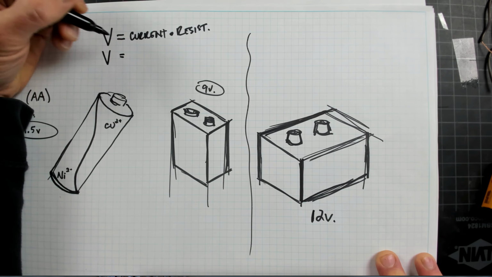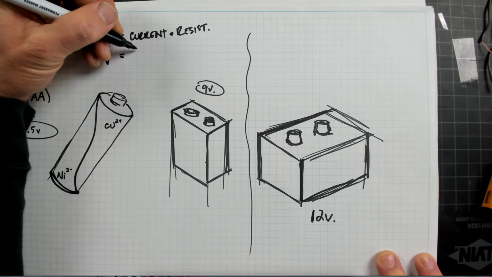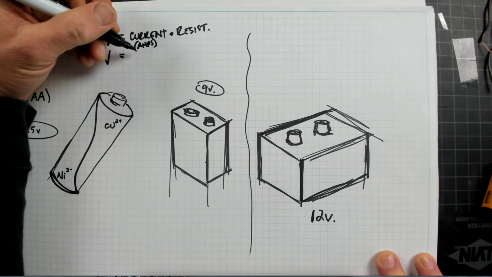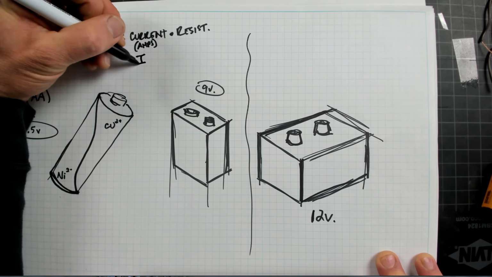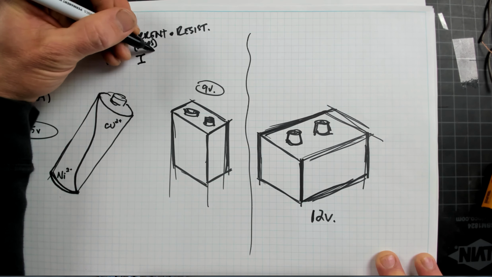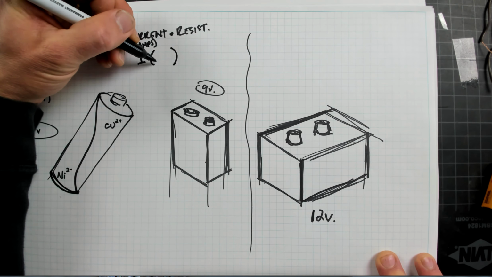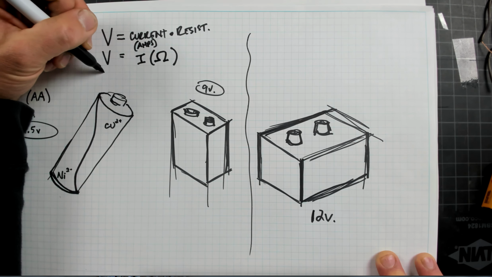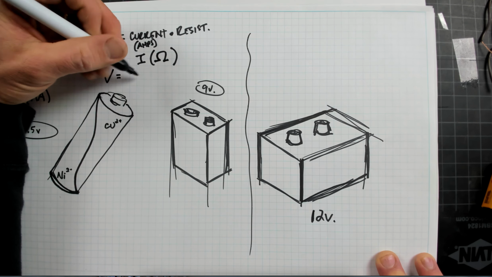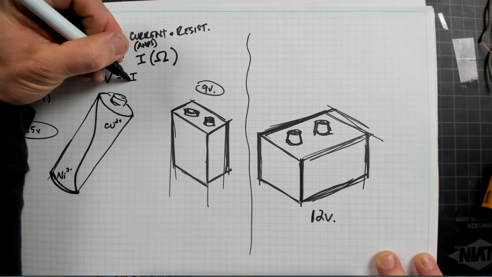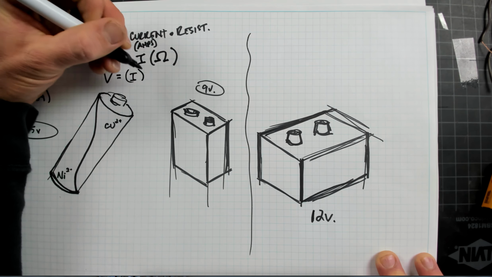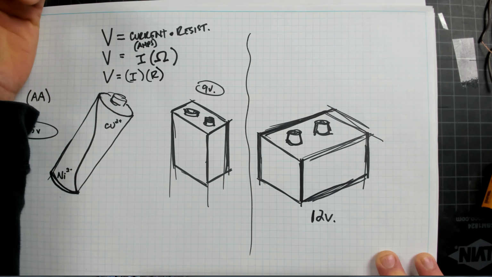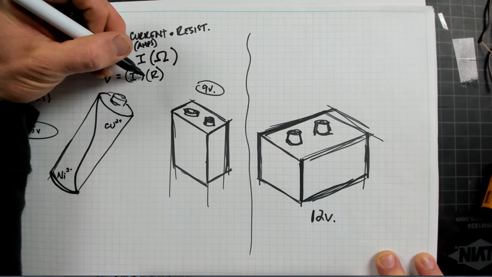Voltage is equal to current, which is often measured in amps, or rather, measured in amperes. We're going to represent current with the letter I, times ohms of resistance. So we can write that out. And the final equation that you typically see people write out: voltage equals current times resistance. V equals IR. V equals I times R.